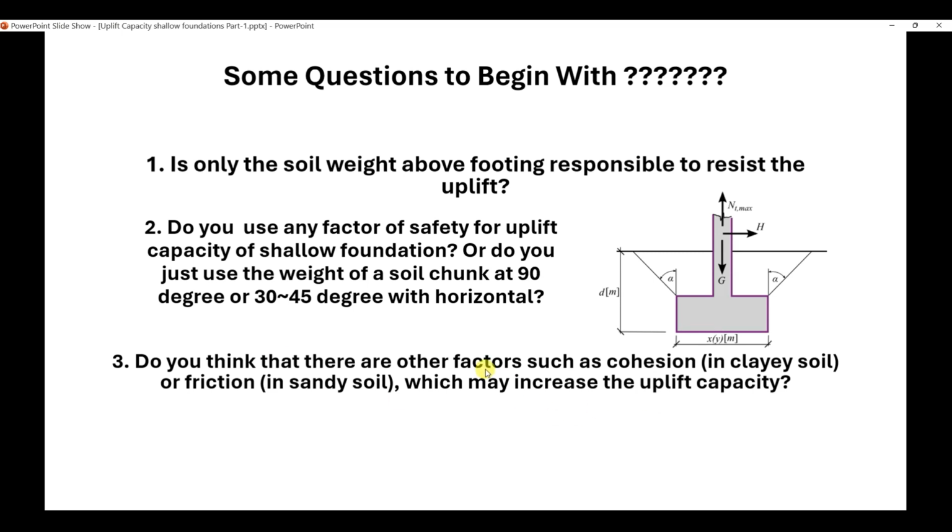Do you think that there are other factors such as cohesion in clay soil or friction in sandy soil which may increase the uplift capacity? You see that when the foundation is pulled away, there will form some failure surfaces. In these failure surfaces, there will be some interaction between the two surfaces, either cohesion in case of clay soil or friction in sandy soil, which may increase the uplift capacity. What do you think about it?